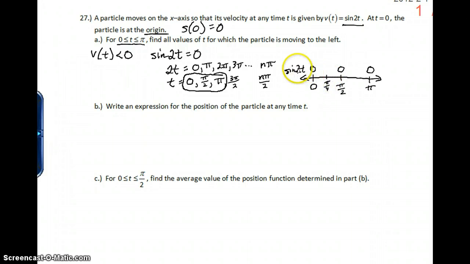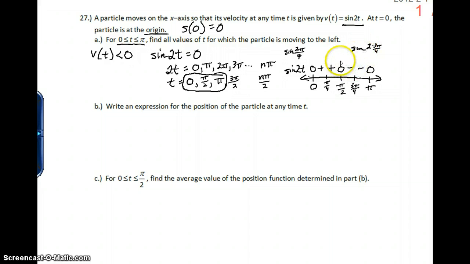If I plug pi over 4 in, I get the sine of 2 pi over 4. 2 pi over 4 reduces to pi over 2, and the sine of pi over 2 is positive 1. So we get a positive value in between 0 and pi over 2. Next, in between pi over 2 and pi, something like 3 pi over 4. If I plug 3 pi over 4 in, I get the sine of 2 times 3 pi over 4, which would simplify to be 3 pi over 2. The sine of 3 pi over 2 is negative 1, so these are negative.